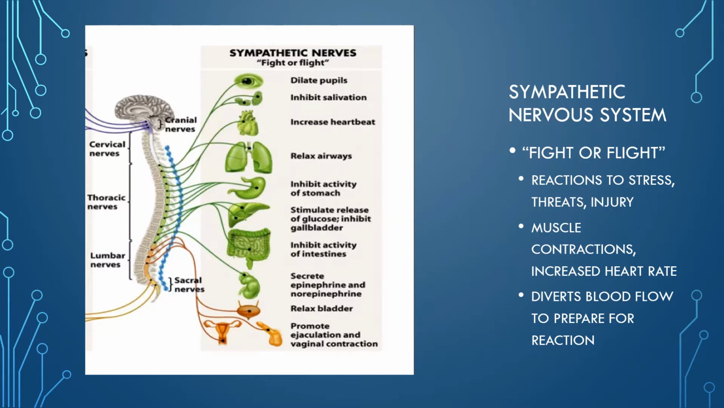Nerves from the brainstem connect to our sympathetic nervous system. This system is responsible for our fight or flight response. The sympathetic nervous system responds to stress, threats, and injury. These reactions consist of muscle contractions, increased heart rate, and diverted blood flow.